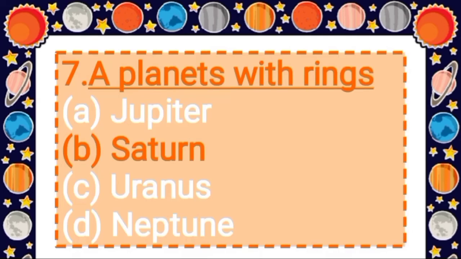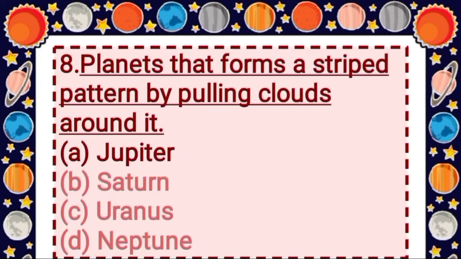Now next question, a planet with rings. First option, Jupiter. Option B, Saturn. Option C, Uranus. Option D, Neptune. So answer is option B, Saturn, means a planet with a ring is Saturn.